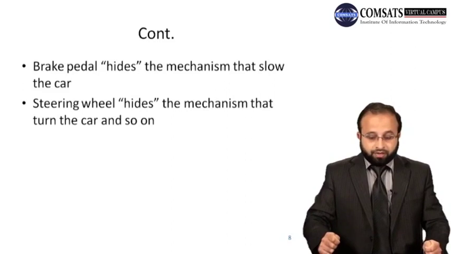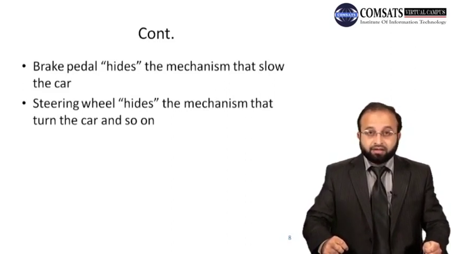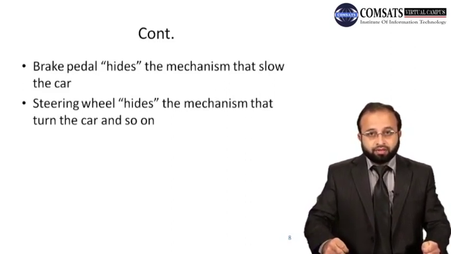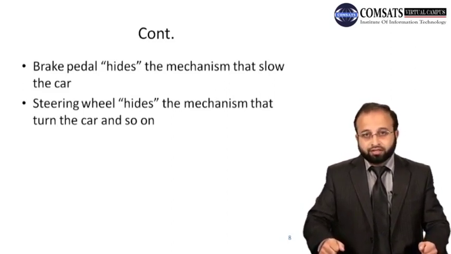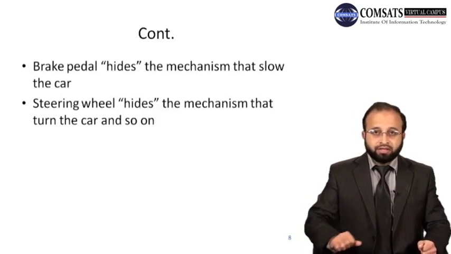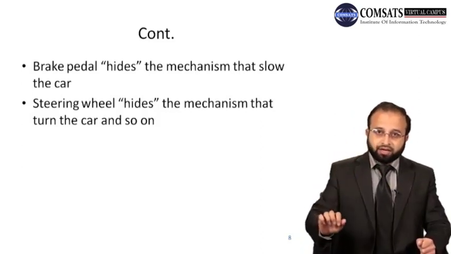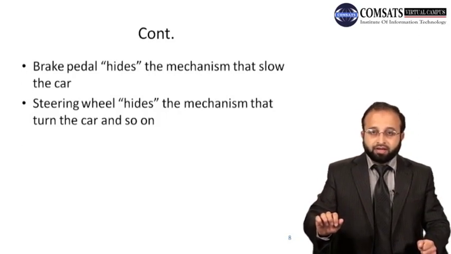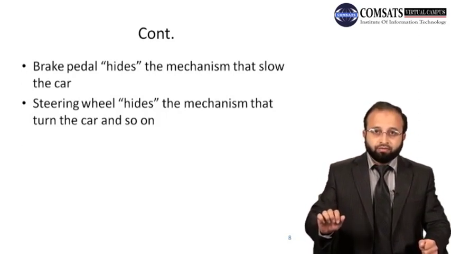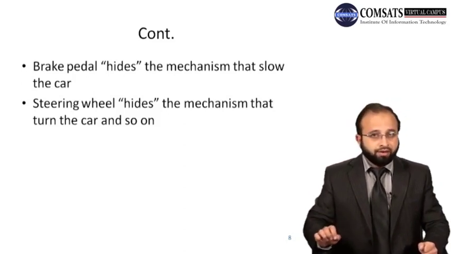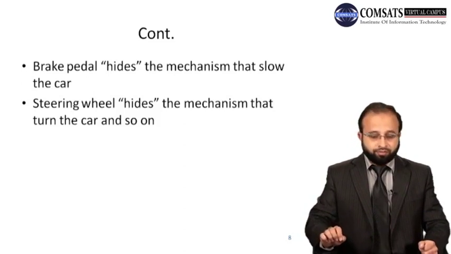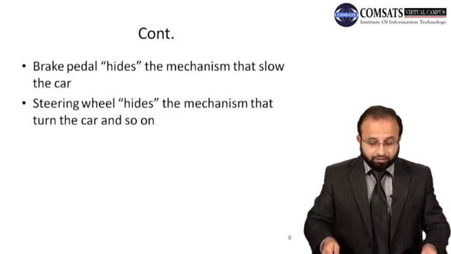The steering wheel hides the mechanism that turns the car, and so on. Using the steering wheel, you can turn the car to the left side or the right side. You know that if you turn the steering wheel to the right, it will make the car turn right, but what parts are actually involved in making the wheels turn right, you are unaware of these things, right? So the steering wheel hides the mechanism that turns the car. There are a lot of examples like this in a car.